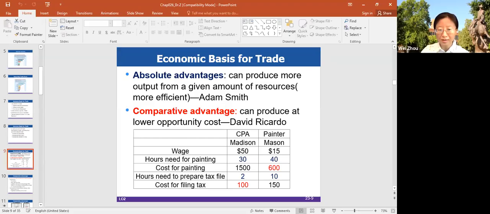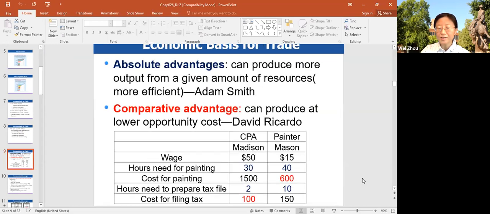Recall what we discussed so far? Last class, we said, let's just think about two people. The first person is the certified CPA, Madison. The second person is a painter, Mason. Both of them have two jobs: painting the house and preparing the tax file.